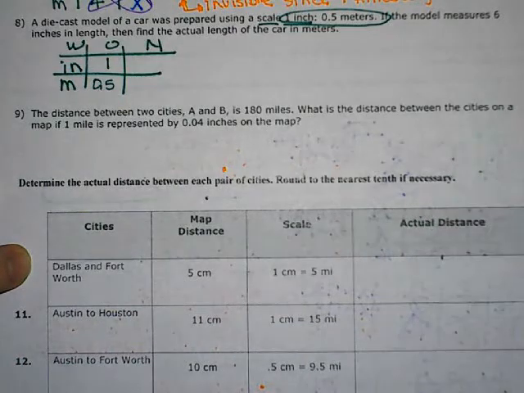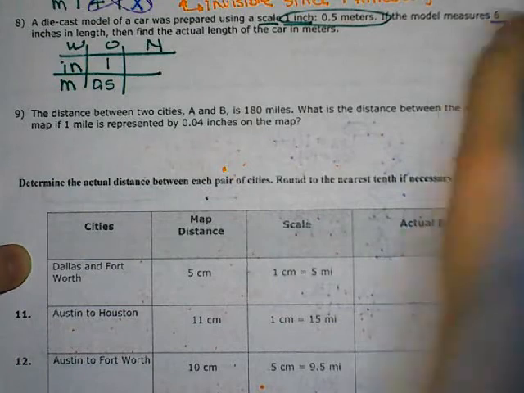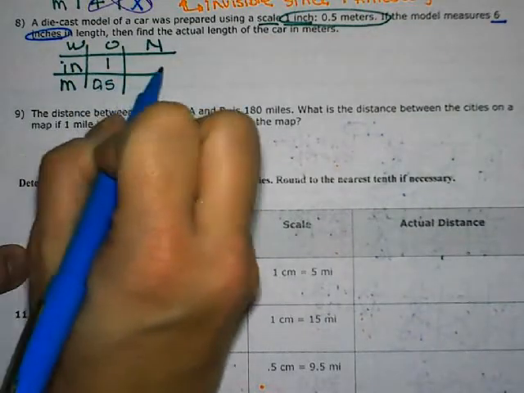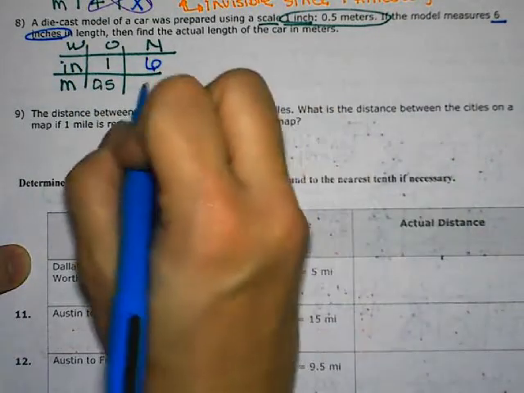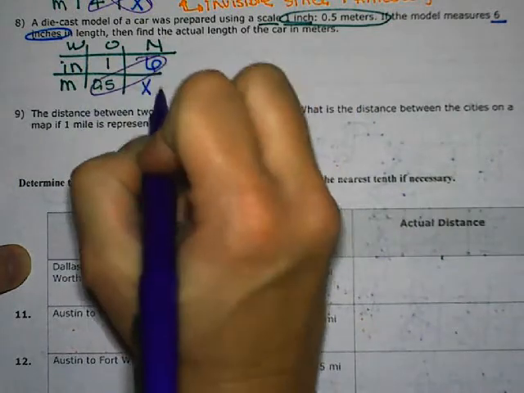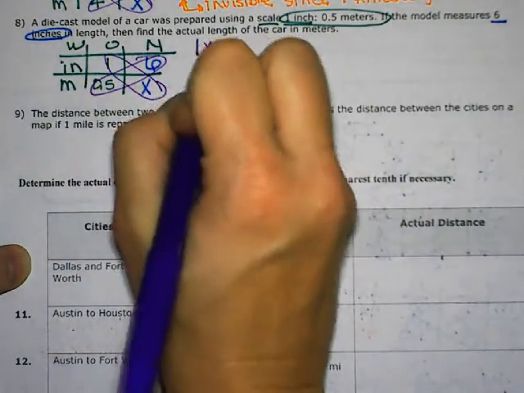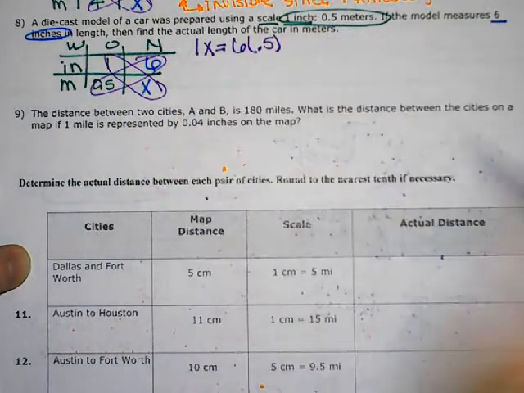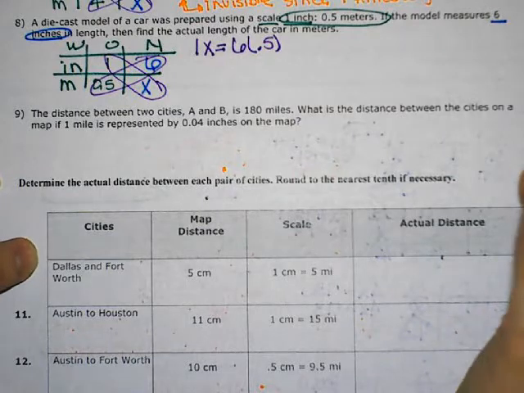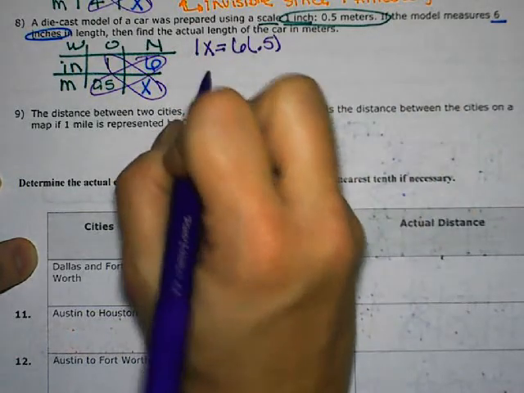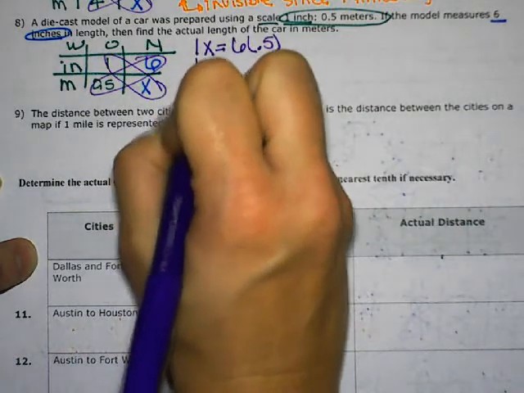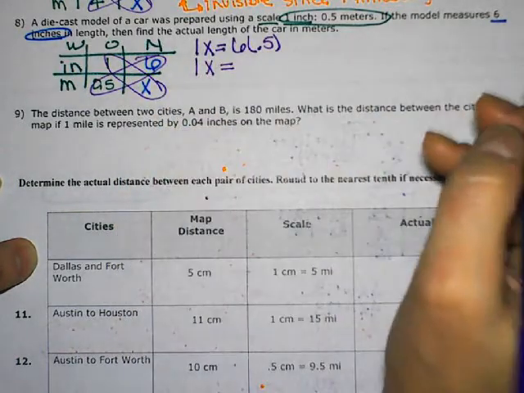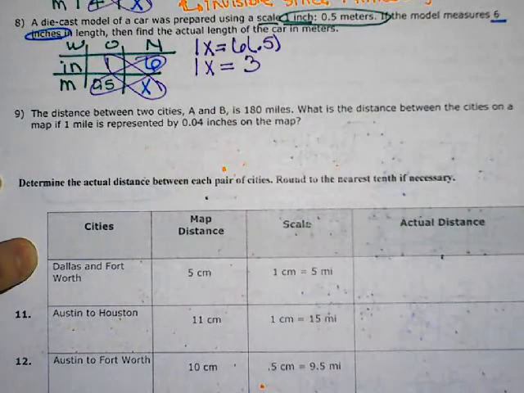If the model measures 6 inches, we want to make sure that we keep the 6 inches with the inches. We are looking for the actual length in meters. We will cross multiply. 1 times x equals 6 times a half. If I multiply 6 times 0.5, I know that 1x will equal 3.